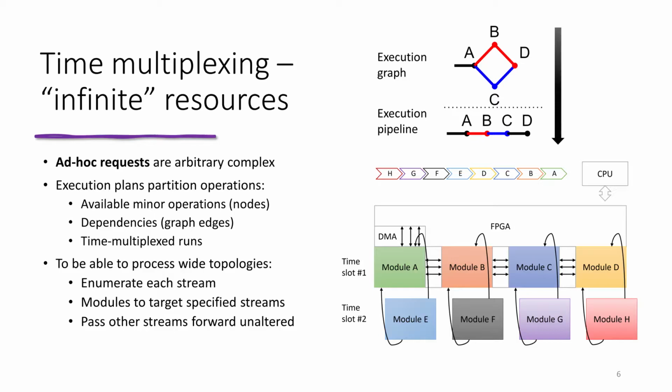As ad hoc requests can be arbitrarily complex, the resource requirements can easily exceed the number of resources available on a single device. Then during parsing the complex request down to execution graphs, consisting of minor operations and dependencies between them, we can also partition different nodes into different groups that get executed in different time slots. In order to enable wider topologies with many splitting and joining streams, each stream gets a unique identifier, which each module targets while passing other streams forward unaltered.